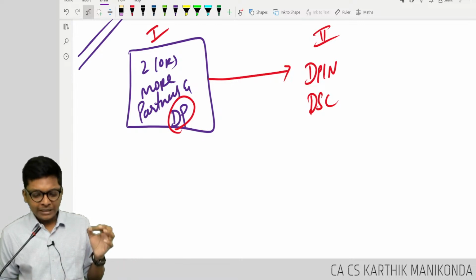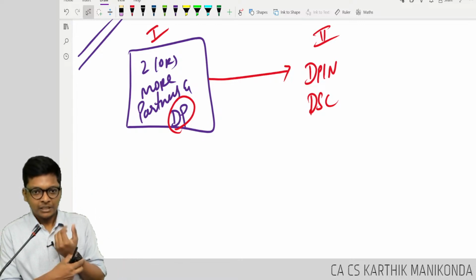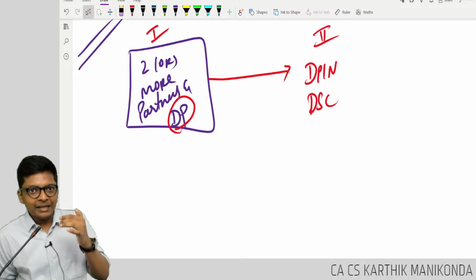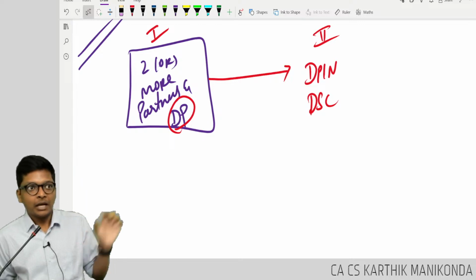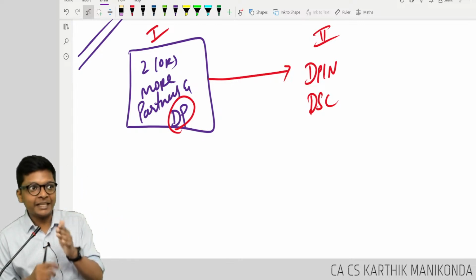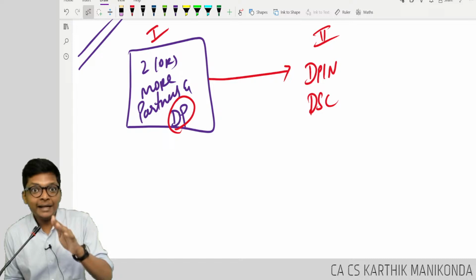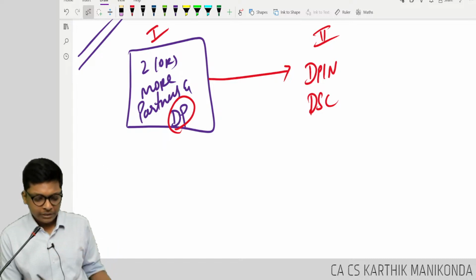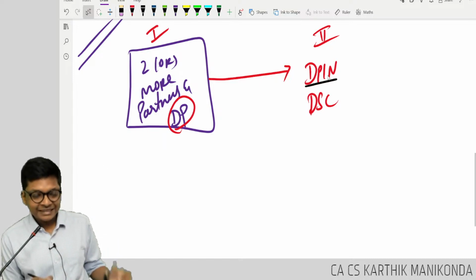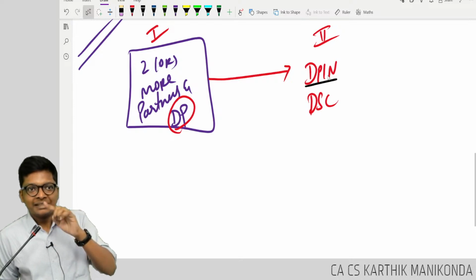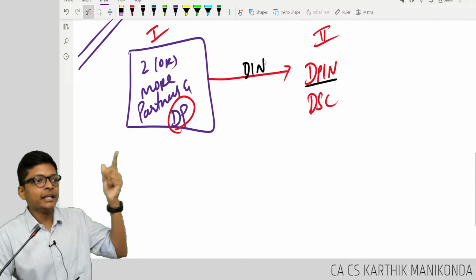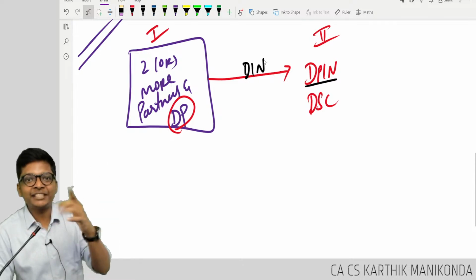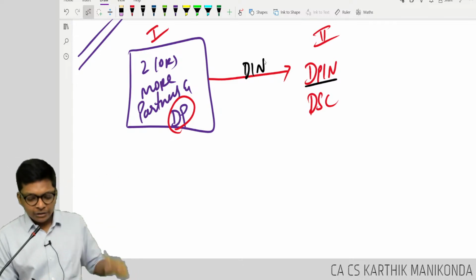DPIN is, don't write DPIN number. It's designated partner identification number. N stands for number. Don't write PAN number, Aadhaar number. PAN, N stands for number. People write PAN number. No, PAN. So DPIN is designated partner identification number. Same thing for a company. Don't have to write here. It's called what, guys? DIN.